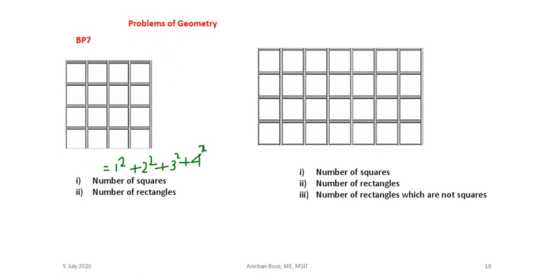And to find the number of rectangles, we said it is nothing but 1 cube plus 2 cube plus up to 4 cube. But instead of a square matrix, if it is a rectangular matrix and you have to find the number of squares, how can you do that? See the method carefully.